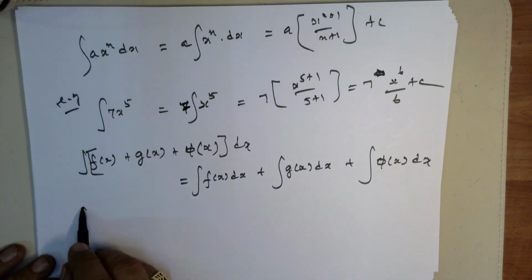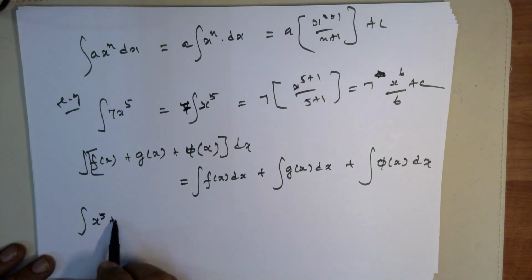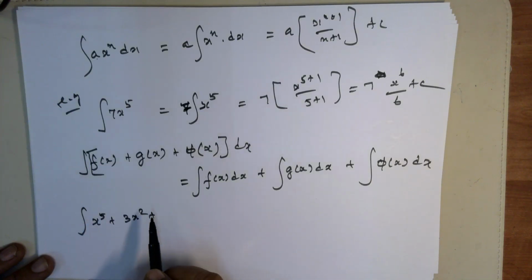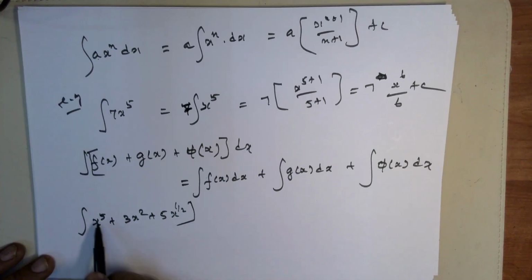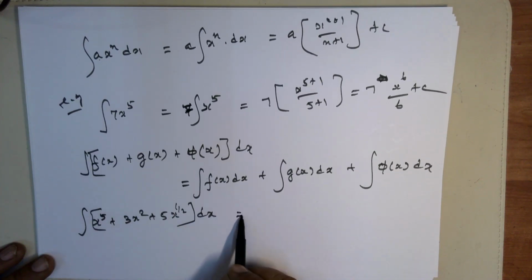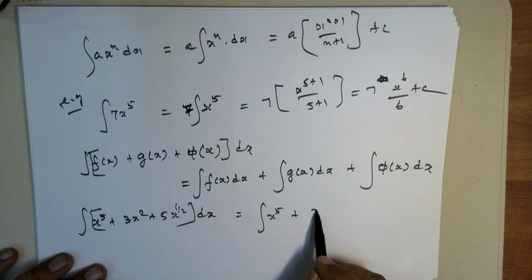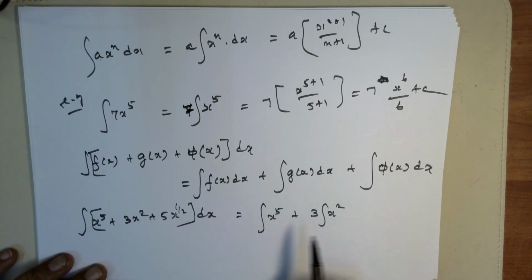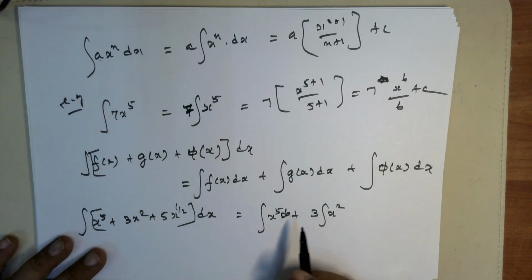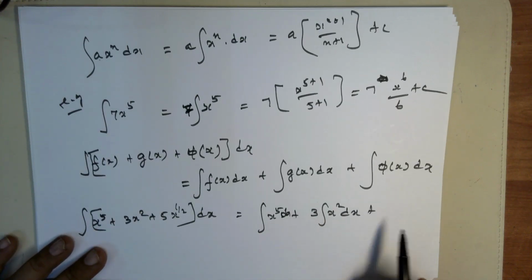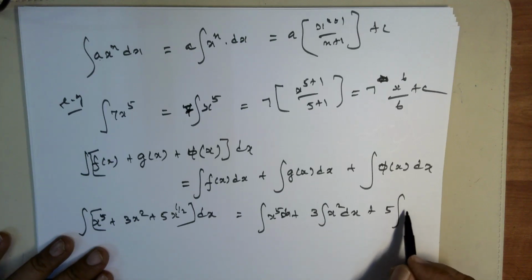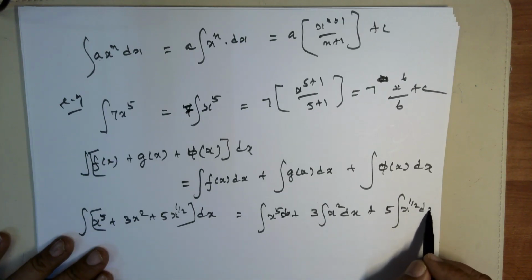Evaluate the integral of x power 5 plus 3x squared plus 5x power 1 by 2 of dx. So what you're supposed to do: integral x power 5, plus 3 is a constant, so 3 into x squared, and put dx, because you can integrate only the differential elements. So dx, plus 5 of the integral of x power 1 by 2 of dx.